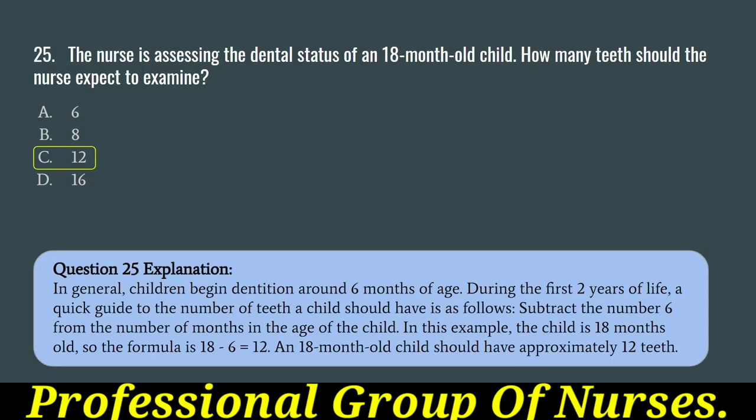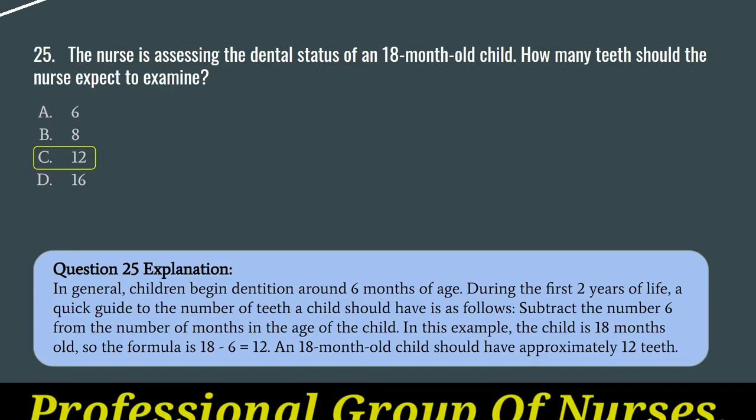Explanation: In general, children begin dentition around 6 months of age. During the first 2 years of life, a quick guide to the number of teeth a child should have is as follows: subtract the number 6 from the number of months in the age of the child. In this example, the child is 18 months old, so the formula is 18 minus 6 equals 12. An 18-month-old child should have approximately 12 teeth.